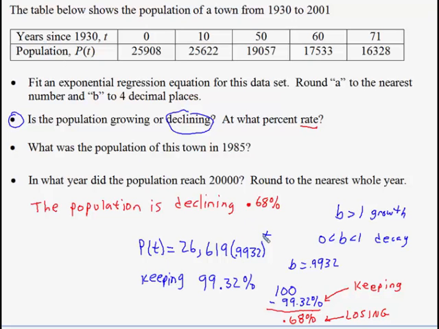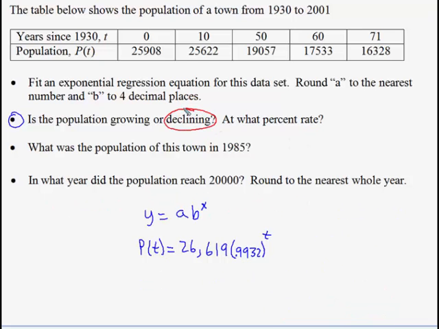So every time t goes up by 1, you would keep 99% and lose about 1%, but it actually is the population is declining 0.68% per year. So without the per year, you would not have a rate, right? You have to be changing over some time interval. So that was declining, and since you're saying declining, you're not going to use a negative. You're going to say it's declining at 0.68% per year.